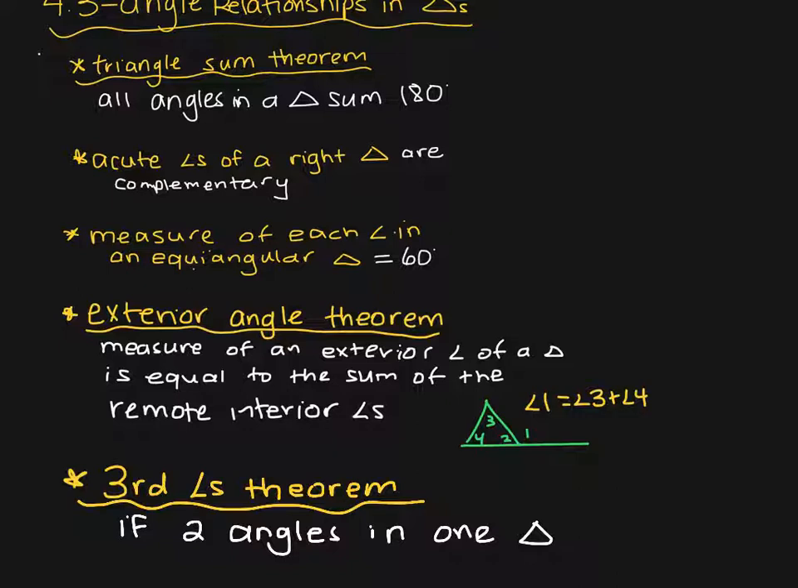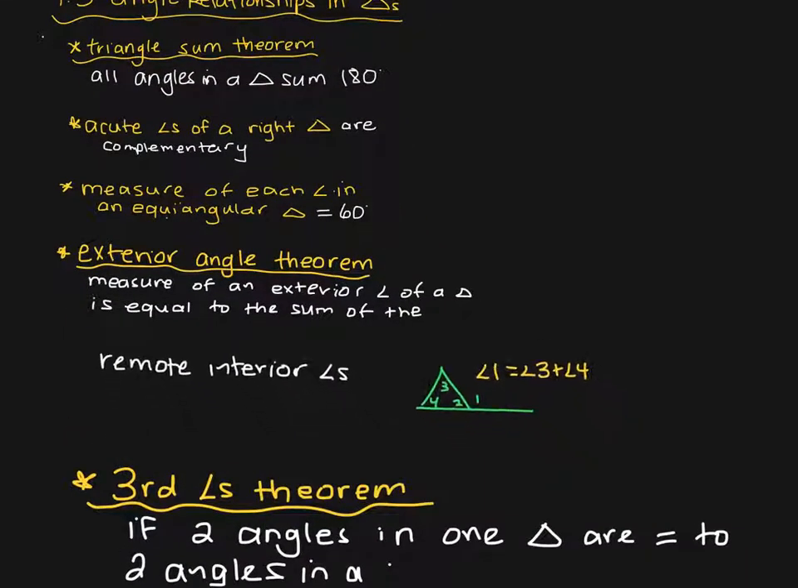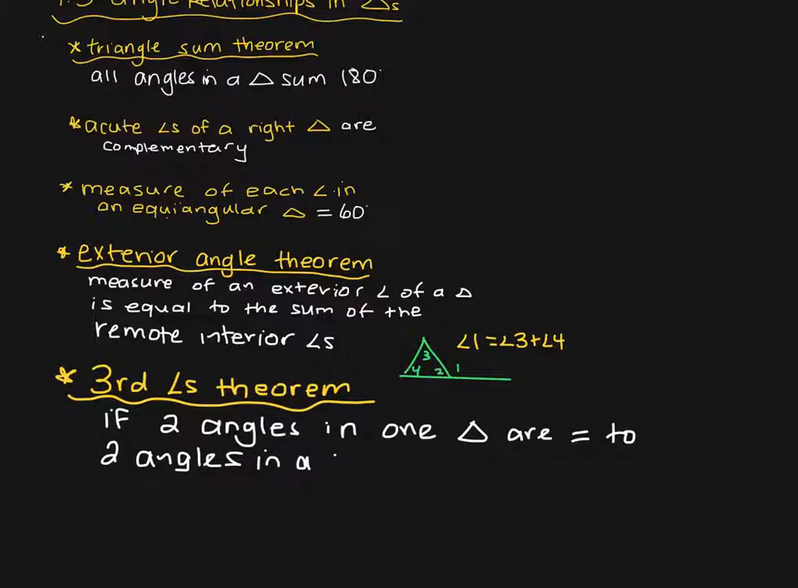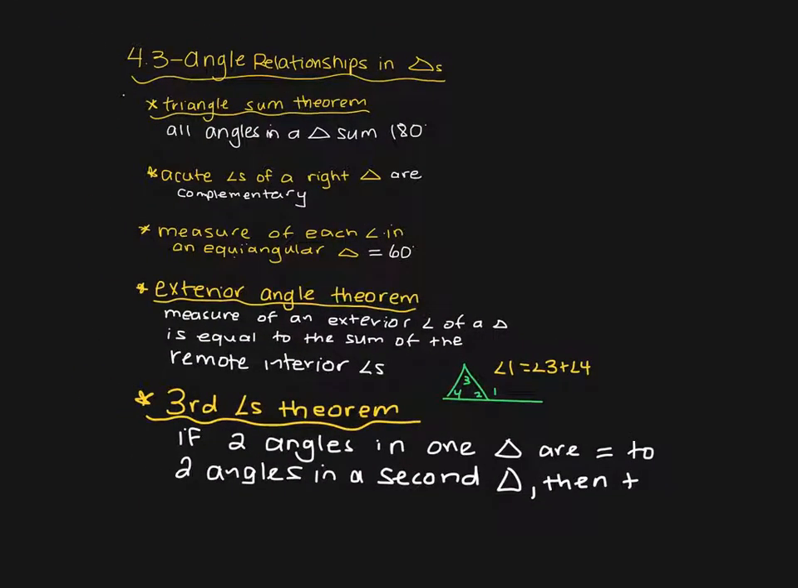All right, so the third angles theorem says if 2 angles in one triangle are equal to 2 angles in a second triangle, then what do we know? What's the third angles theorem tell you? That the third angles are also congruent.